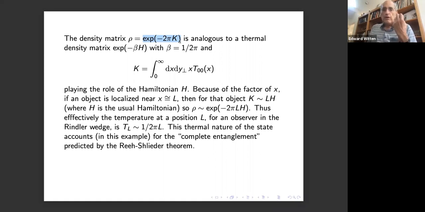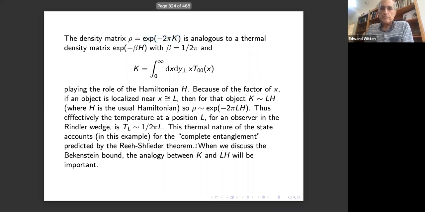So that's what was predicted by the Reeh-Schlieder theorem. The answer we found for the density matrix is a concrete illustration of the Reeh-Schlieder theorem. When we discuss the Bekenstein bound, the analogy between K and L times H will be important.